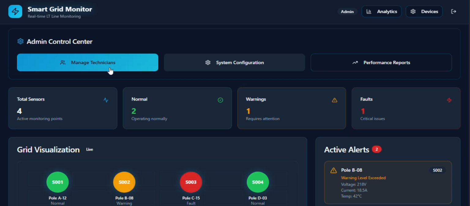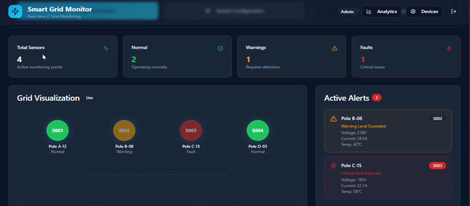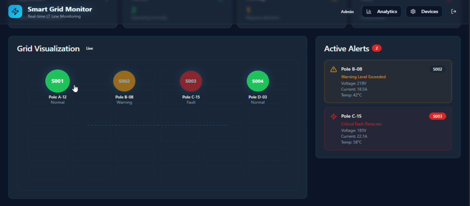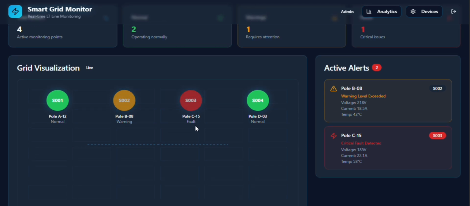There is admin controls and center. Here we can see how many sensors are there, how many are operating normally, and in between which two sensors they have the fault. So as you can see, we have done with four sensors. Every sensor has been given its own unique identity: S001, S002, and so on. So S002 and S003, these two sensors attached to the low tension line poles, are giving us a warning and a fault. That means here there's a line breakage.